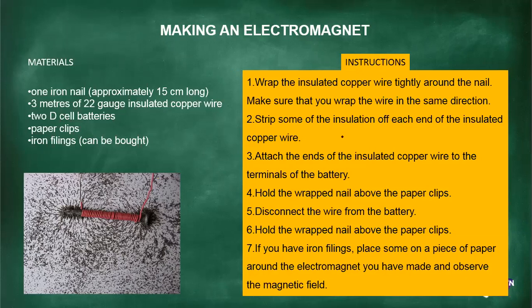So back to our instructions. We're going to strip some of the insulation off at the end of the insulated copper wire. So basically what this means, if you can, ask mom or dad to help you. At the end of the copper wire, you won't be able to see the copper wire inside. So you're going to very carefully take a scissors, and you can't cut quickly now. You have to cut very slowly.